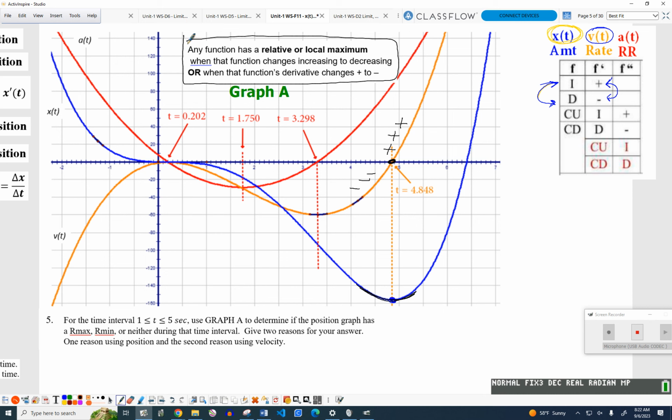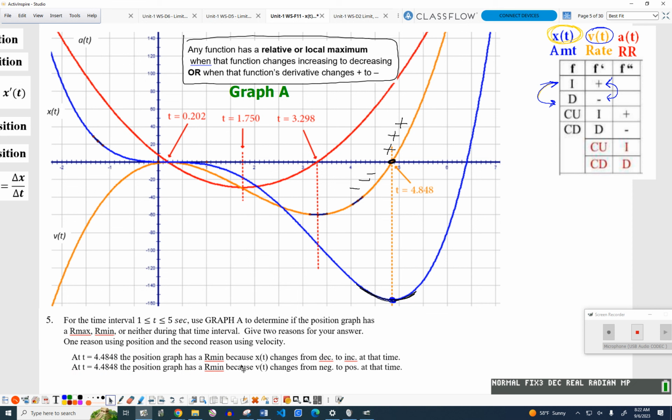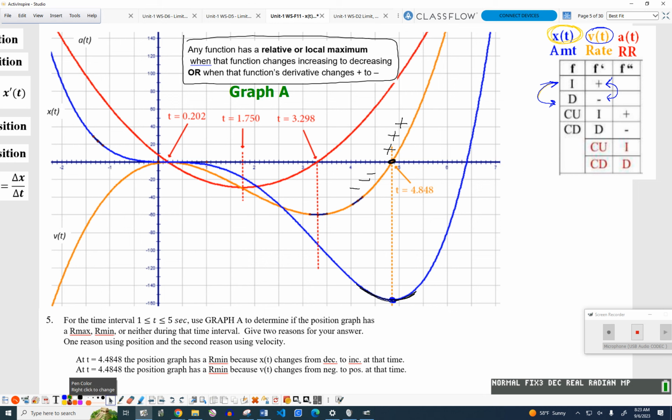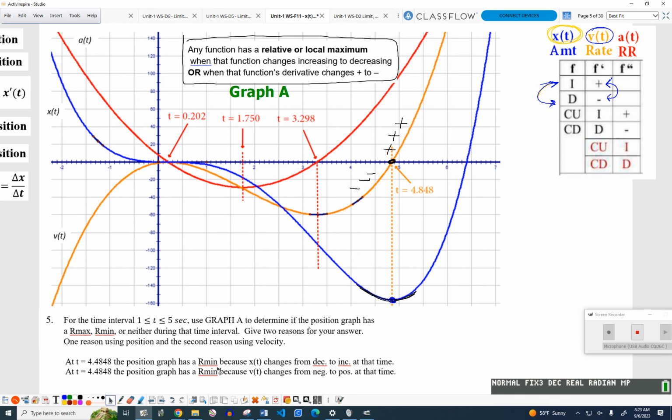So, question? Cool. Here's what I would have written on a test right here. It asks for 2 reasons. There are the 2 reasons. 1, the position graph is changing from decrease to increase, so position has a relative min. But you can also identify that position has a relative min by seeing that the velocity is changing from negative to positive.